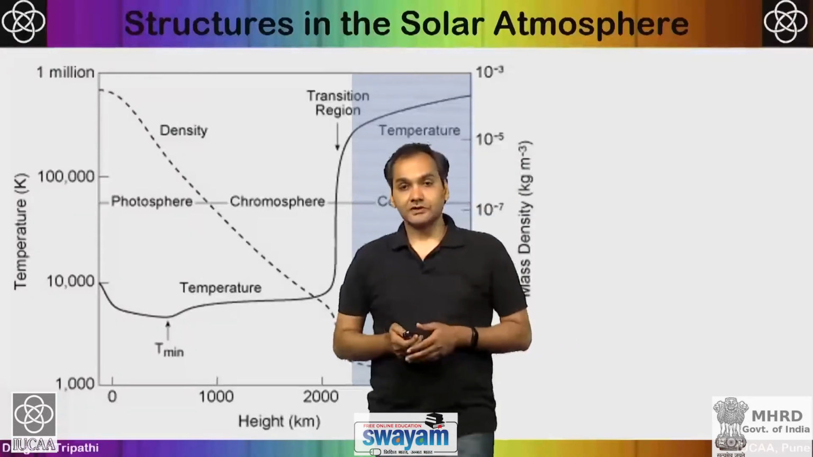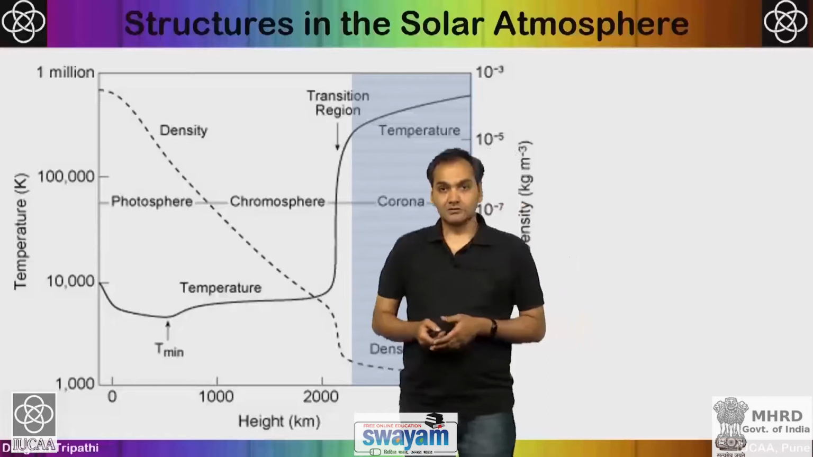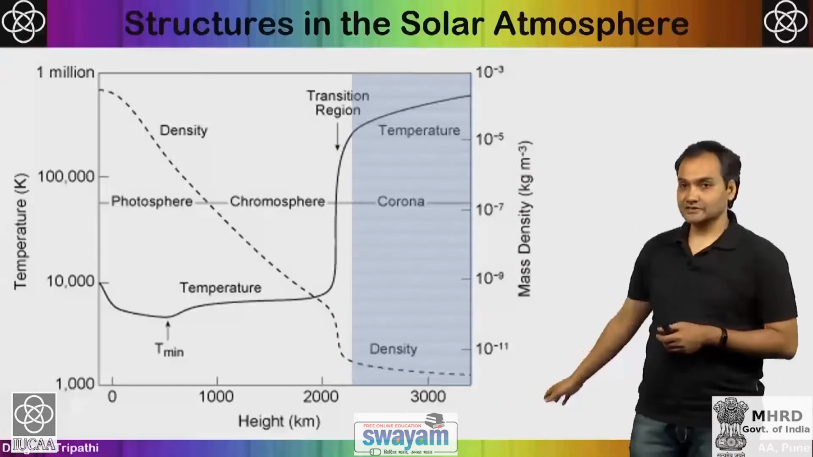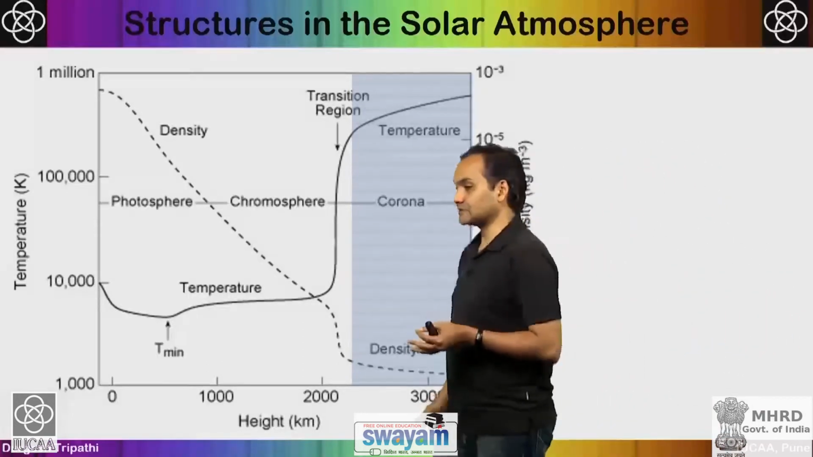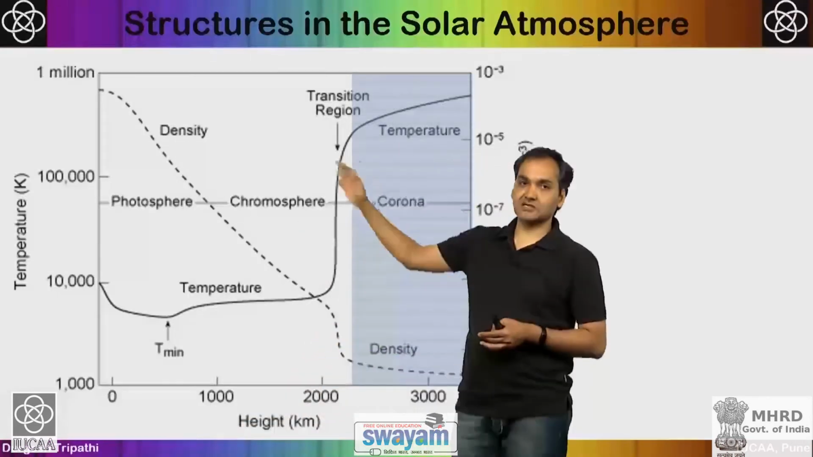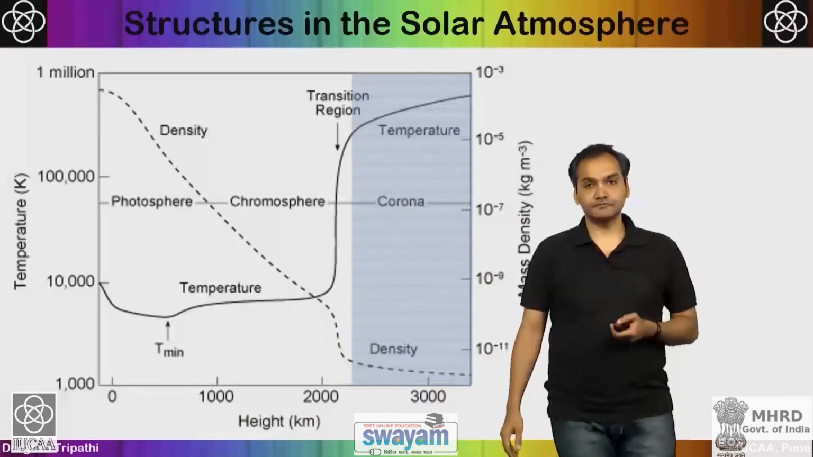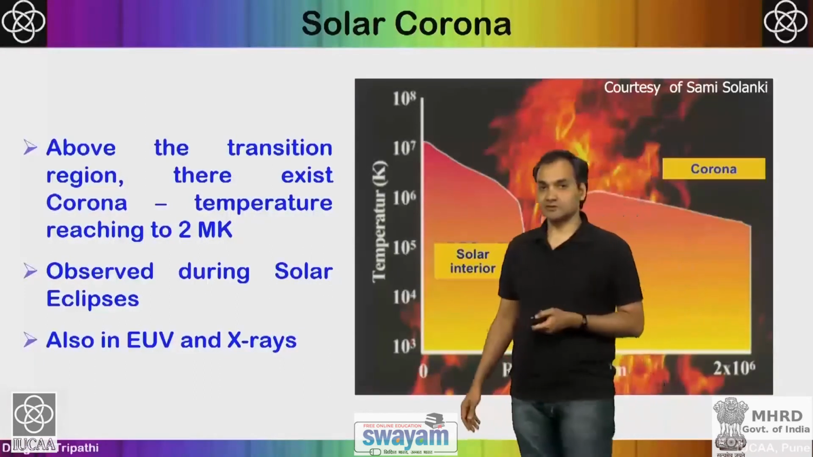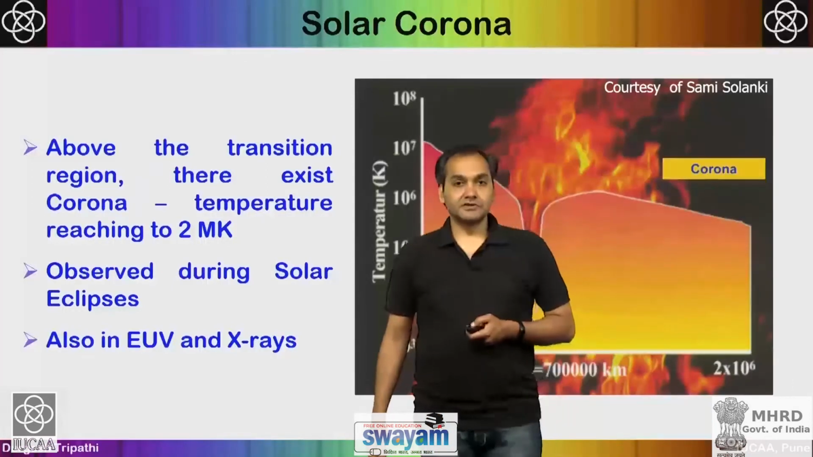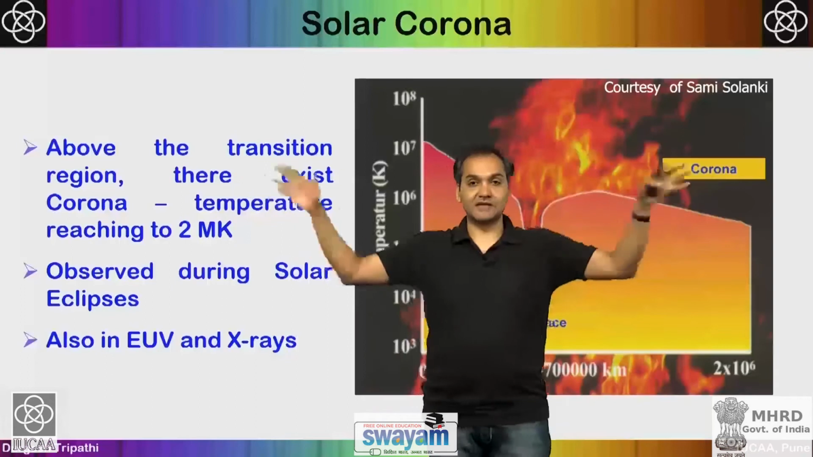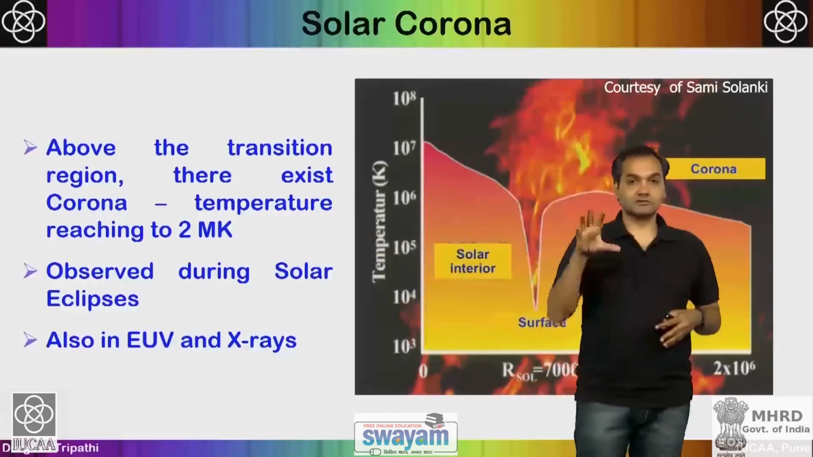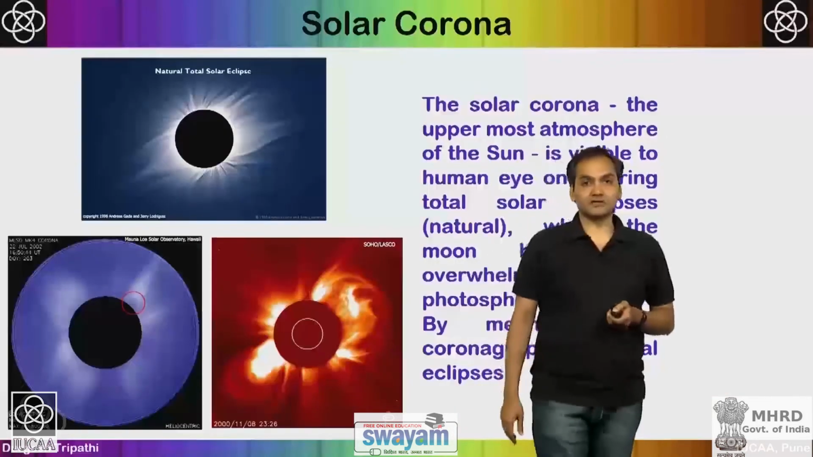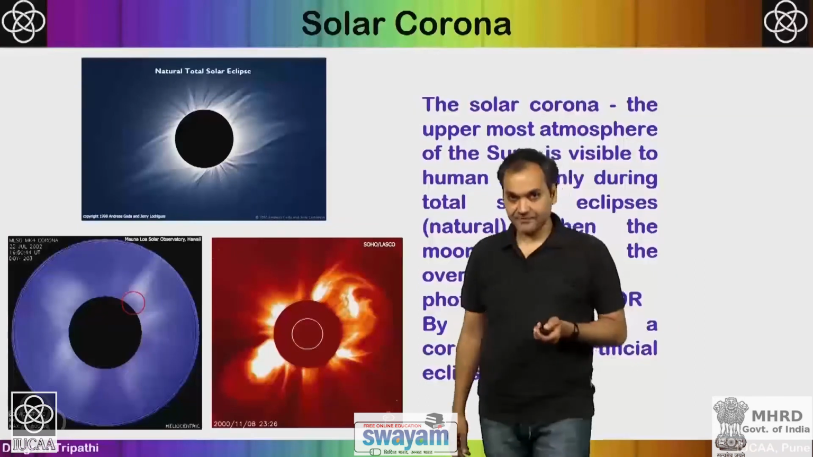Now, let us look into the corona, the uppermost region of the atmosphere, where you see that the density has completely depleted. It is now 10 to the power 7, 10 to the power 8 per cubic centimeter, where the temperature has gone to a million degrees and more. So, above the transition region there exists the corona, with temperature reaching up to about 2 million degrees. They are observed during solar eclipses. You saw those nice structures going around the occulted disk of the sun, and they are also seen in UV and X-ray.